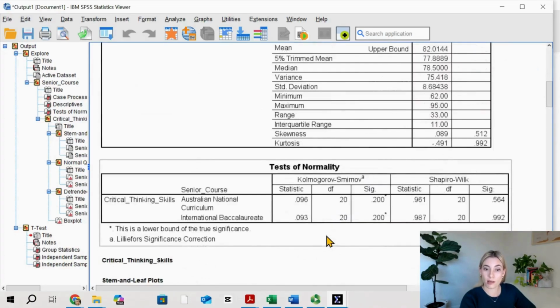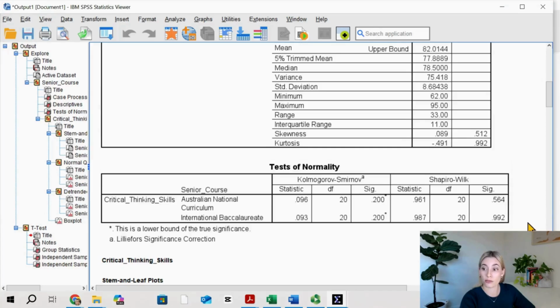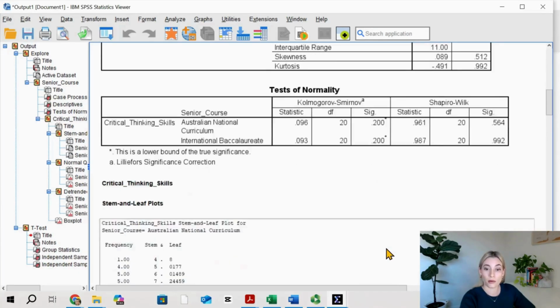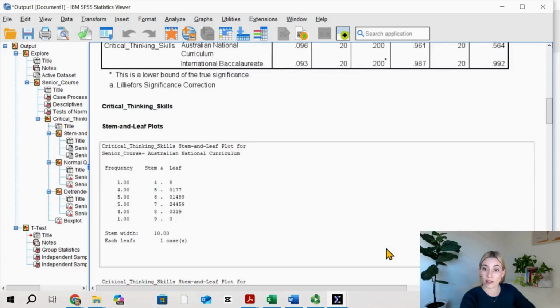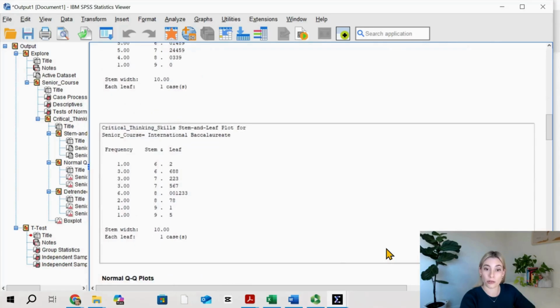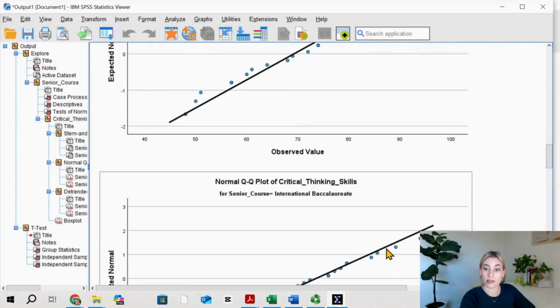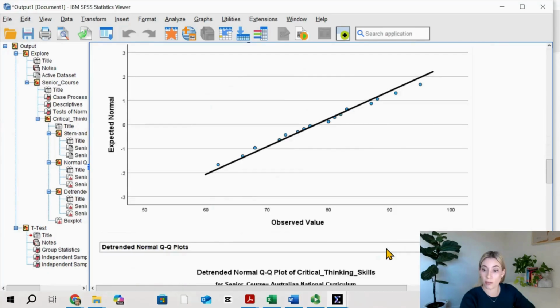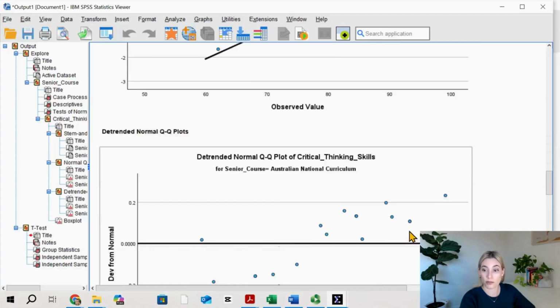To check our normality assumption, we look at tests of normality table, and we're looking at the significance value for both of our groups. So we can see that both of these are above the 0.05 threshold. In other words, the assumption of normality has been met for both levels of our IV. Another way to think about this is that it does not significantly deviate from normality. If we did have a violation in the Shapiro-Wilk, we could also look at our QQ plots and histograms as a way of inspecting normality or skewness and kurtosis values.